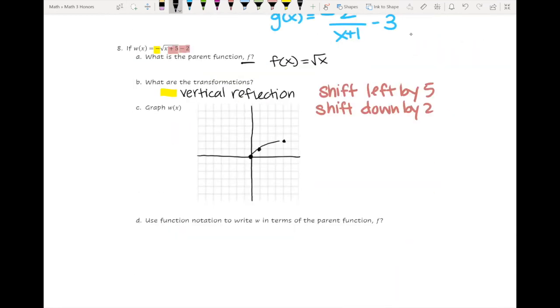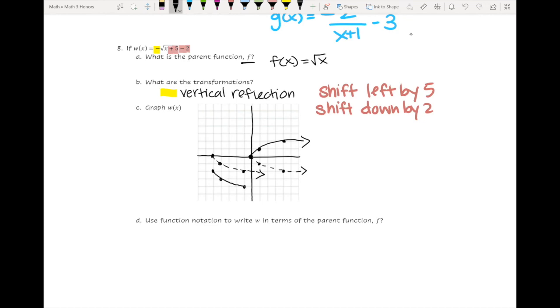Here's my parent function. Now, to do all of these, I'm going to do like a dotted line for each of them. The reflection itself, vertical reflection, is going to go on the other side of the x-axis. So this would take care of our vertical reflection. And then you got to shift this whole thing to the left by 5. So 1, 2, 3, 4, 5. Shifting everything to the left by 5. Now we need to shift down by 2.